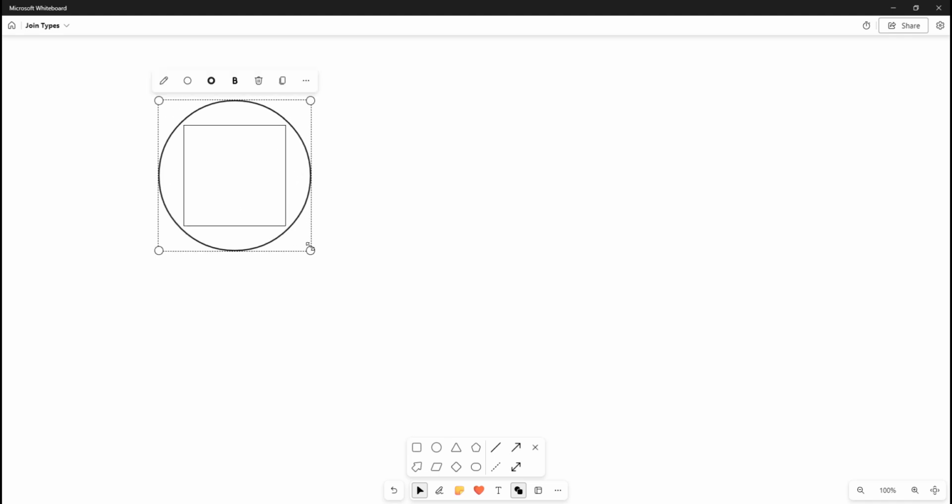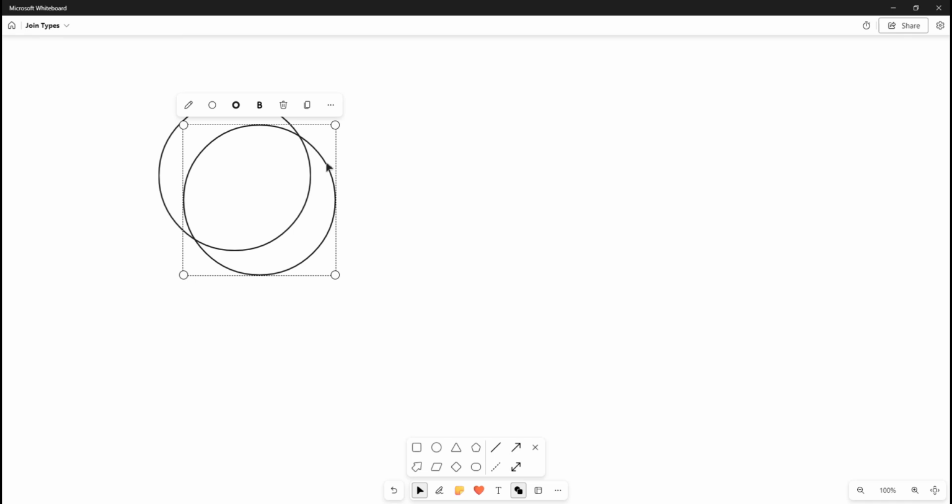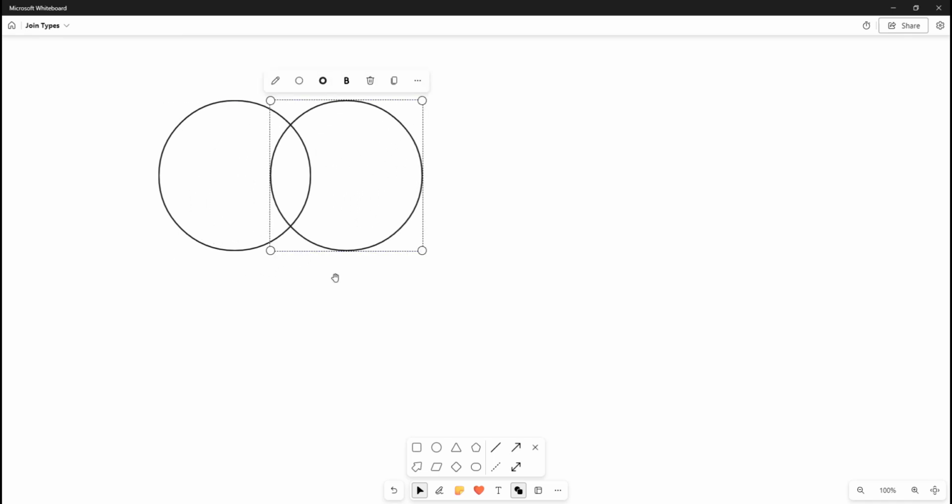So the first type of join that we do is an inner join. If I put a Venn diagram on the screen, we're going to have a circle, and that circle is going to represent the data from one of our tables. And then we'll duplicate that, so this other circle here is going to represent the data from the other table. Let's label this an inner join.